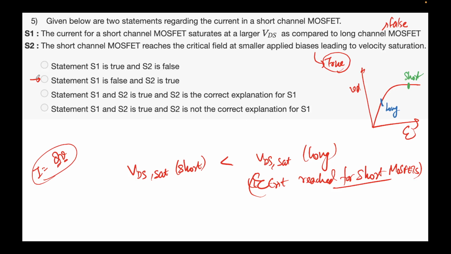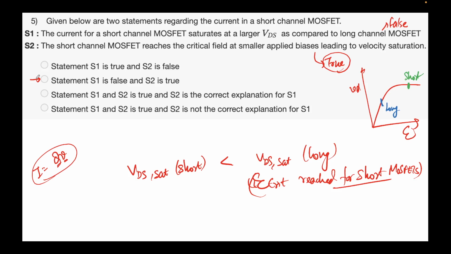Just to reiterate, how did we analyze the saturation behavior? Both are saturating, but the reasons are different. In the long channel it's due to the pinch off. It's not that the velocity cannot increase, velocity still can increase, but the problem is that the field that you are applying across the channel is not increasing.